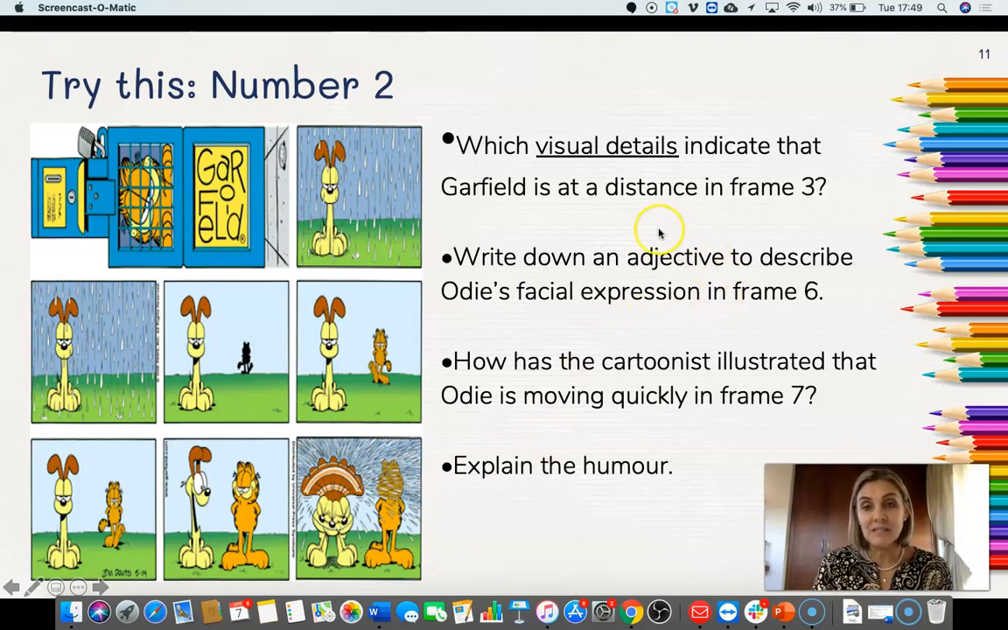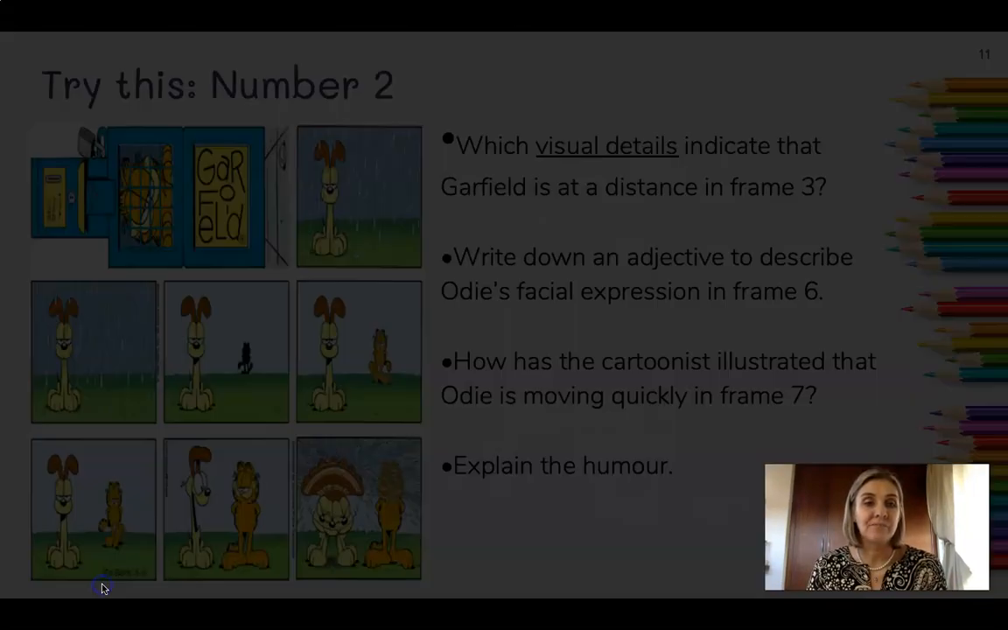Sorry, I did realize we missed this one. Write down an adjective. So there's so many you could have done. I hope you chose good, interesting vocab, like he's ecstatic, he's excited, he's amazed. All right, let's move on.